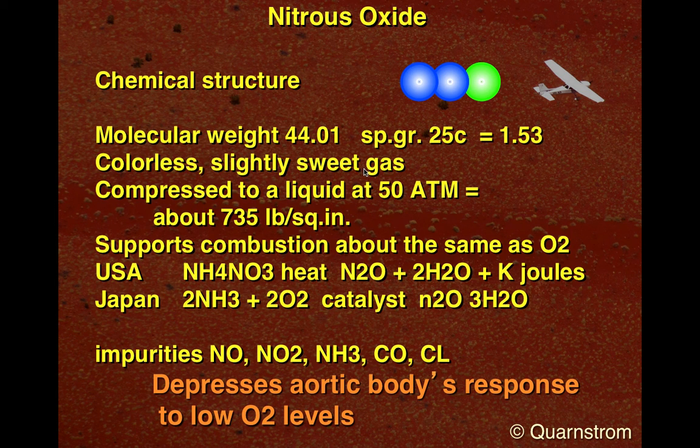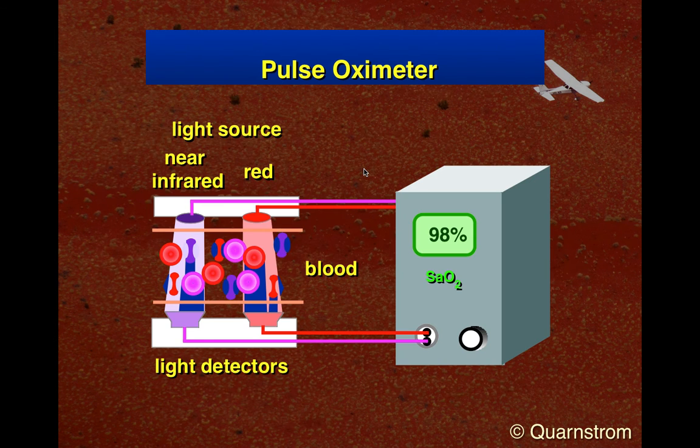In the US, it's made by taking ammonium nitrate and heating it. You get nitrous oxide, oxygen, you get some water, and you get a lot of energy. So you got to be sure that you're cooling it if you're producing it, because there have been some explosions. There are some impurities to the production of nitrous: nitric oxide, nitrogen dioxide, ammonium, carbon monoxide, and chlorine. I wonder, where do you get the chlorine out of ammonium nitrate? It turns out it's from the burlap bags that the ammonium nitrate comes in. And we did mention it depresses the aortic body's response to low O2 levels.